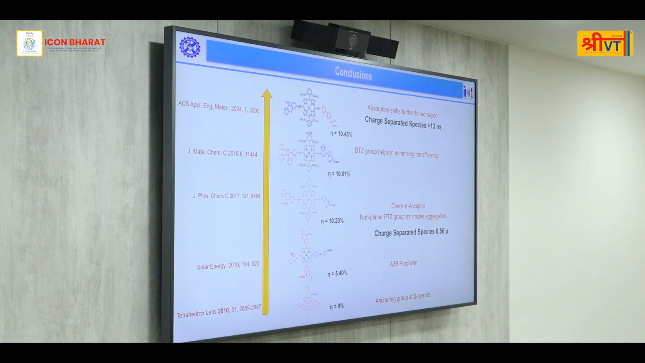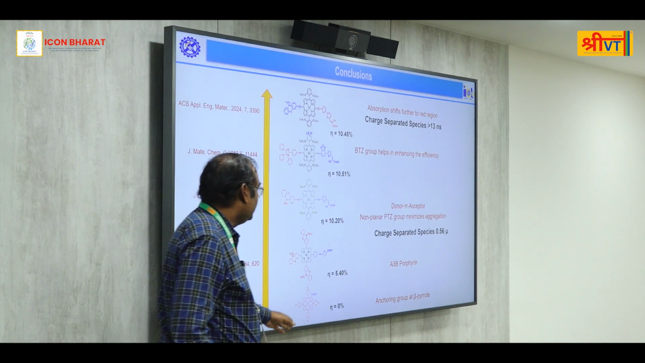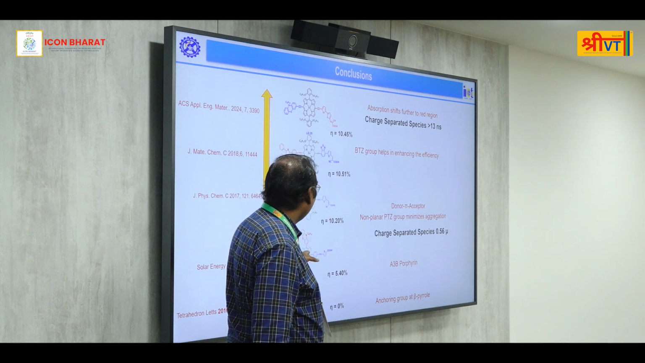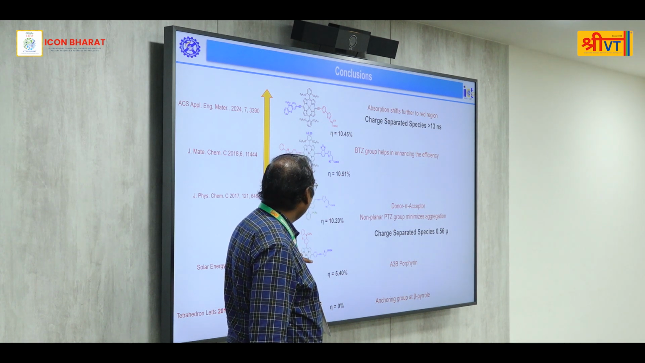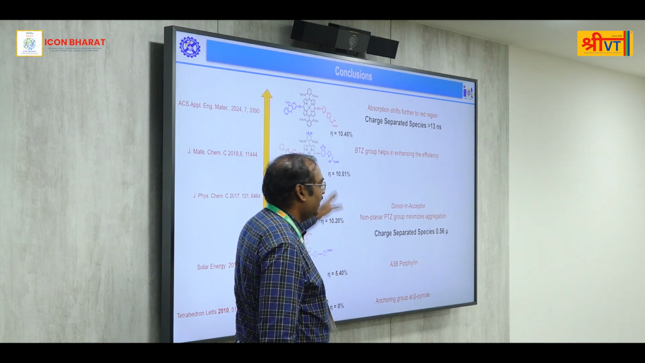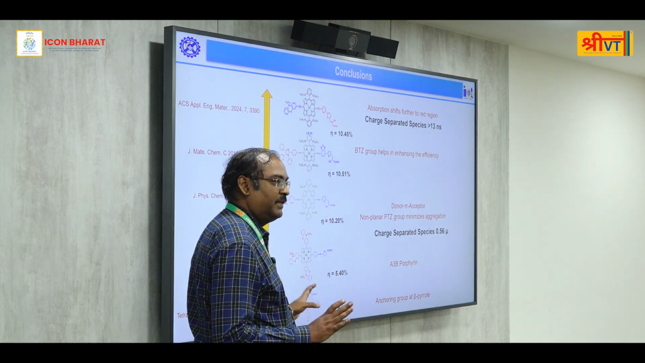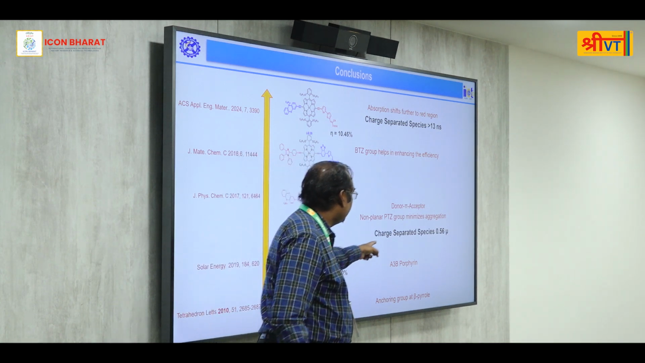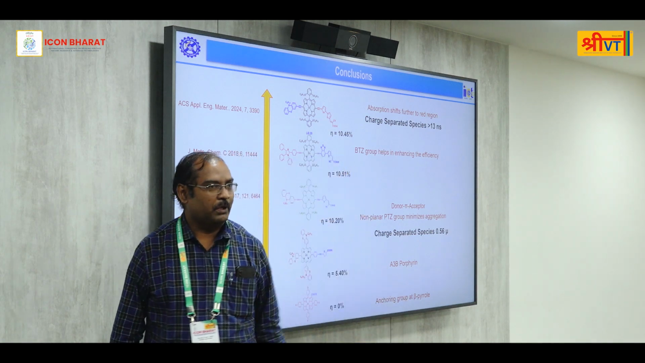As a conclusion, we started with 0% efficiency and then modified to 5.4%, and then with this kind of technology we got more than 10% efficiency, and that is because of charge separated species in microseconds.